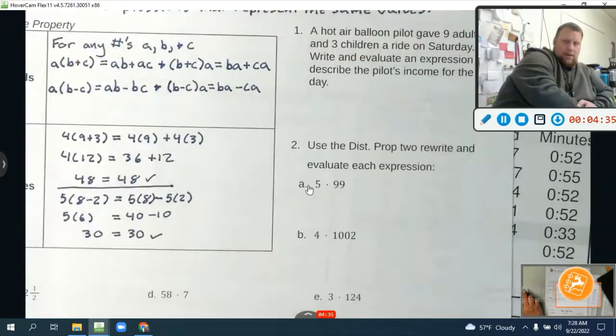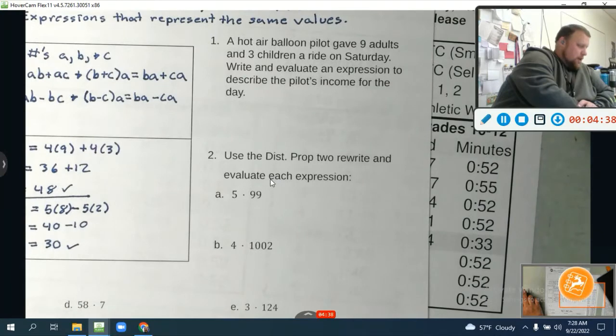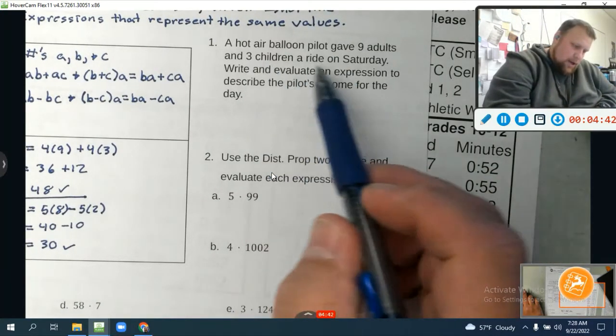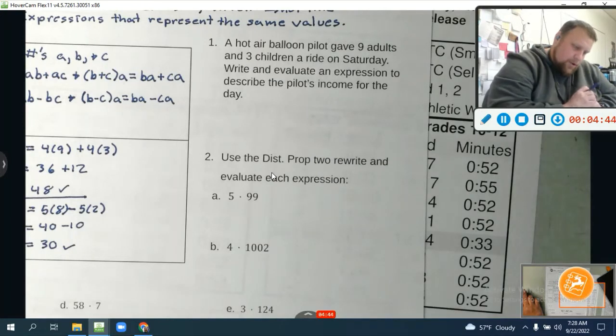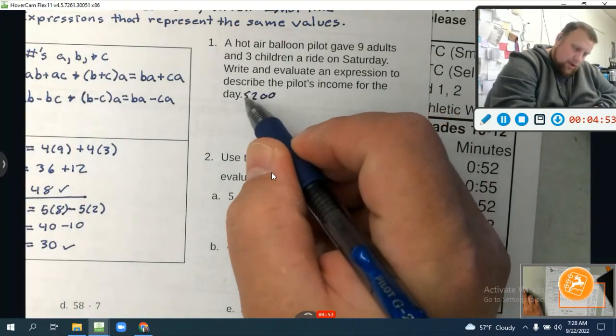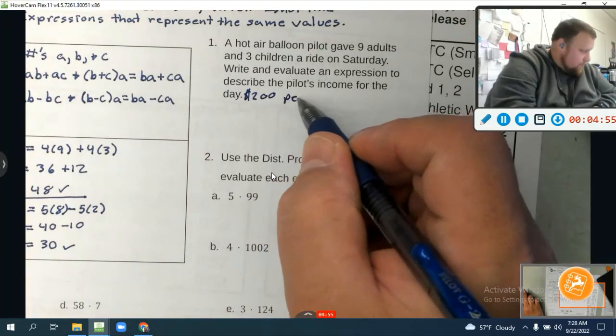All right. There's one piece of information that you're going to need over here. A hot air balloon pilot gives 9 adults and 3 children a ride on Saturday. Write and evaluate the expression to describe the pilot's income for the day. It is important to note that it is $200 per person.